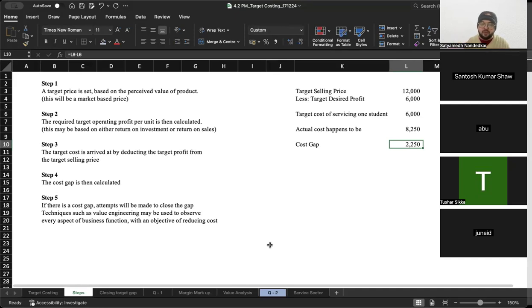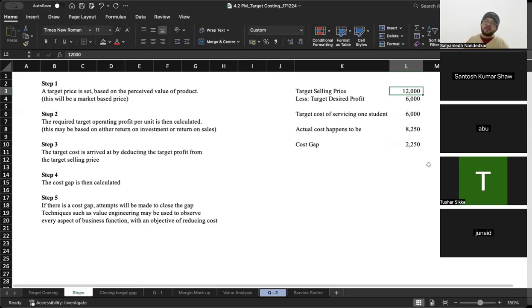I know how much profit I want to earn, so the required target operating profit per unit is calculated. The target cost is arrived at by deducting the target profit from the target selling price. So my target selling price could be 12,000, because say for example everybody is selling the PM course for 12,000. I cannot sell it for 15 because everybody in the market is selling it at 12. If I sell it for 15, nobody is going to come to me. So my target selling price is 12.